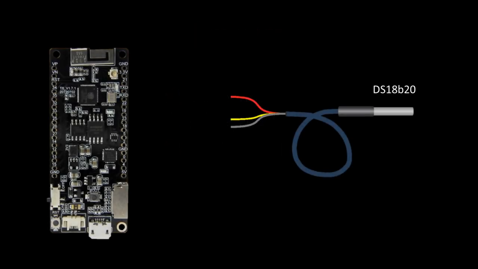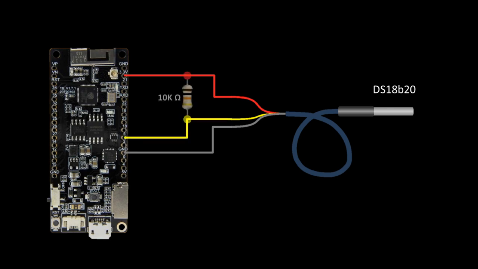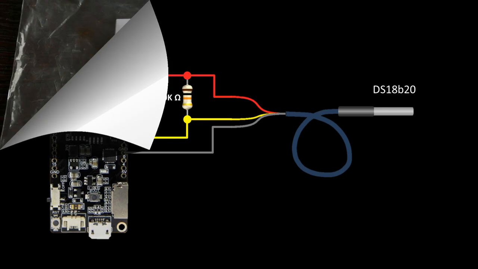The DS18B temperature sensor has three wires. The black ground wire is connected to a ground on the ESP32. The red VCC wire is connected to a 3.3-volt pin. The yellow data wire is connected to GPIO5. A 10K ohm resistor is placed across the VCC and data lines. By the way, you don't have to use GPIO5 for the data. Any available input-output GPIO should work for the data line.